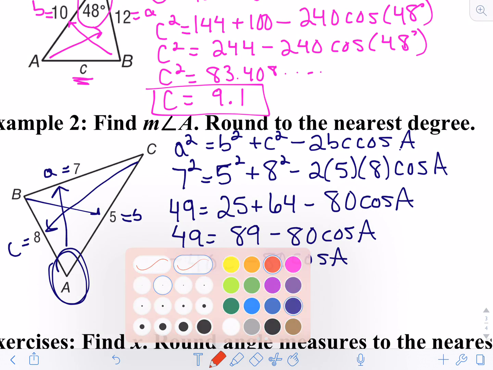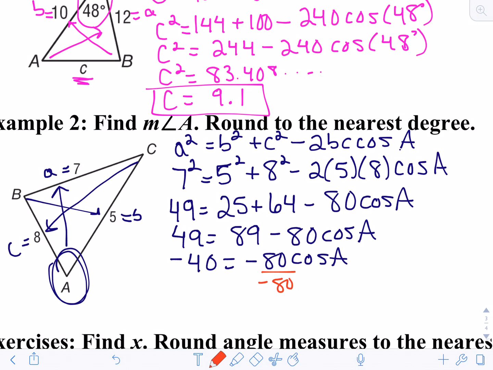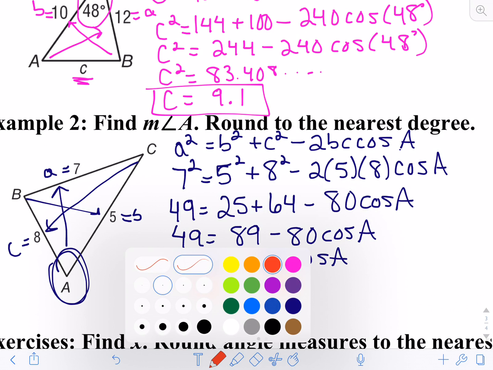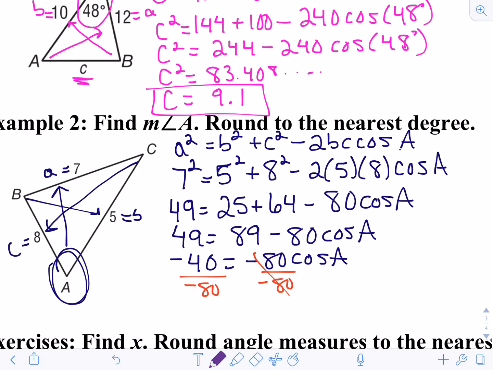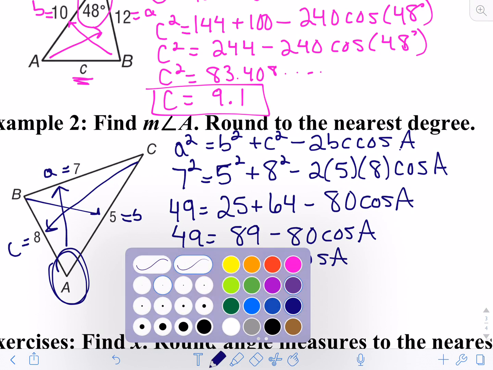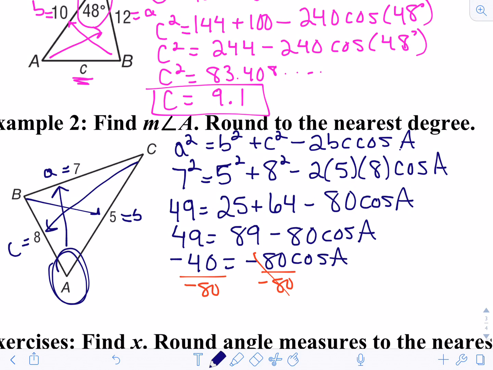Now you're going to want to divide both sides by this negative 80. So that crosses out. So negative 40 divided by negative 80 would just give you 0.5. It's equal to cosine A. Okay, and you're trying to find the measure of angle A.